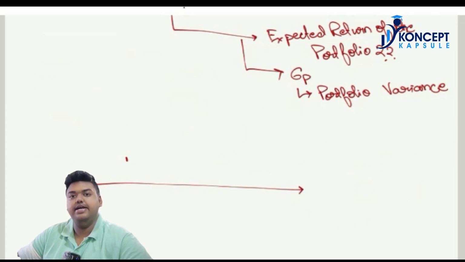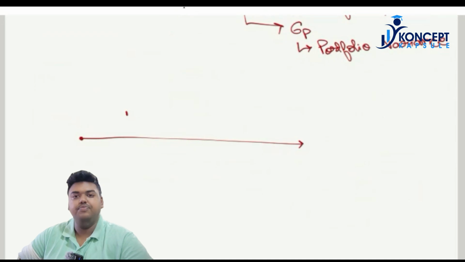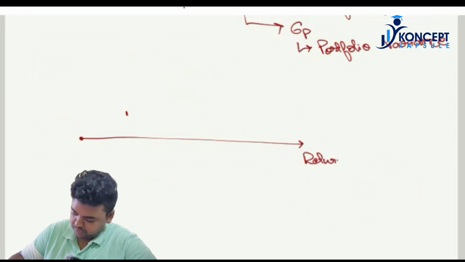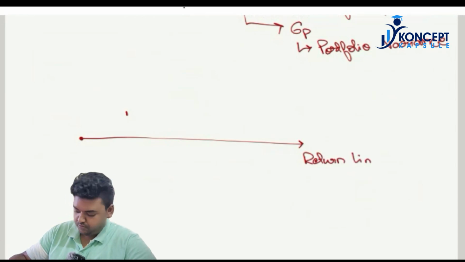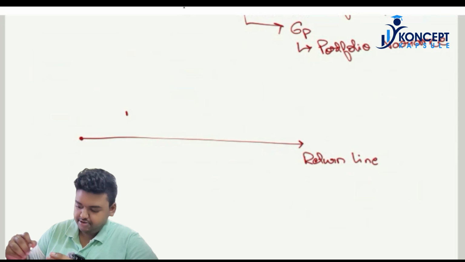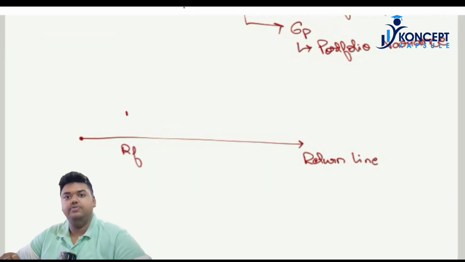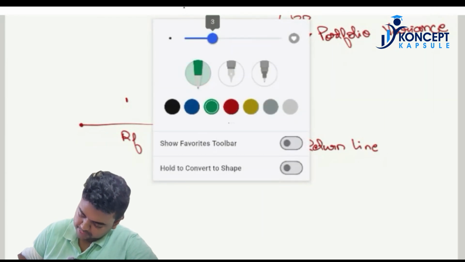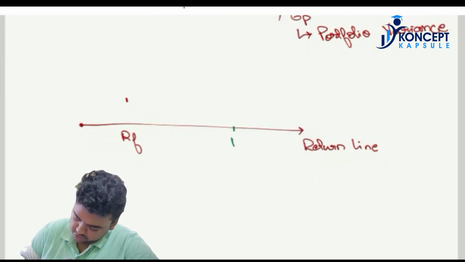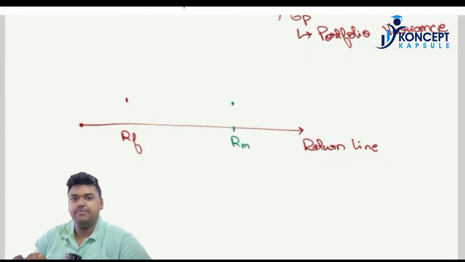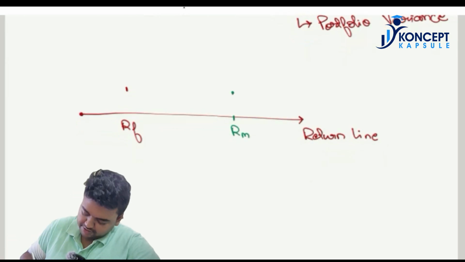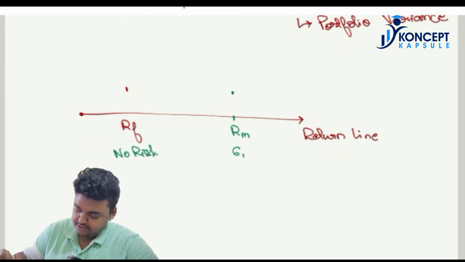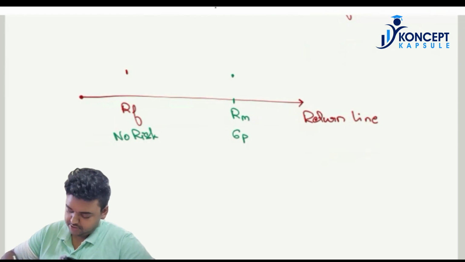okay, guys, if we consider this to be a return line, since there is no risk involved in a risk-free asset, the RF will be this. Since there is a risk involved in the market portfolio, the return from the market will be this. We are aware about the risk of risk-free security and the risk of the market.